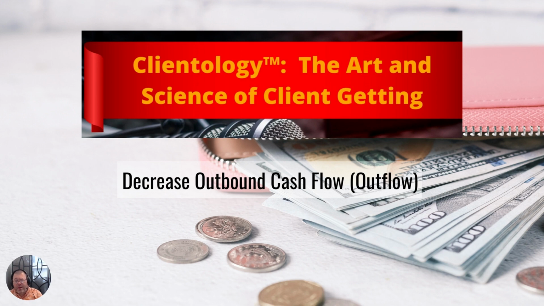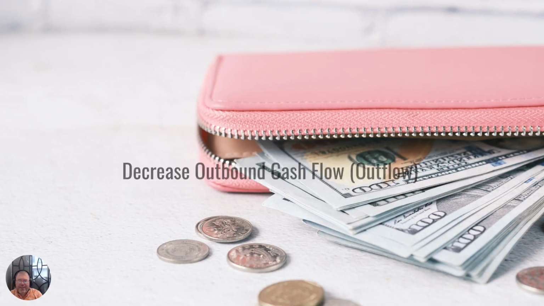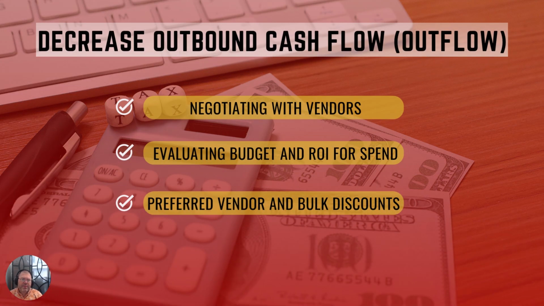Now, next, we're going to talk about decreasing outbound cash flow. This one is less exciting to me because it's fighting over scarcity. You're trying to keep the pennies, but it's important, so it's worth bringing up. My number one tip for decreasing your outbound cash flow is negotiating with vendors. Also, I recommend evaluating your budget and making sure you get a set return on investment or ROI for spend, and see if you can get preferred vendor and bulk discounts.